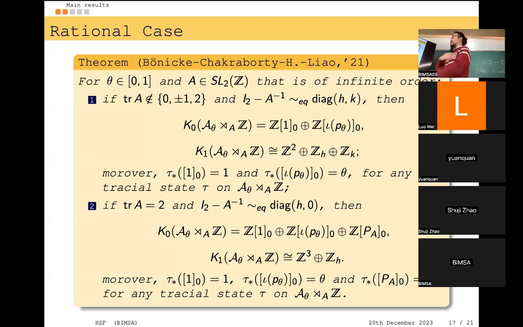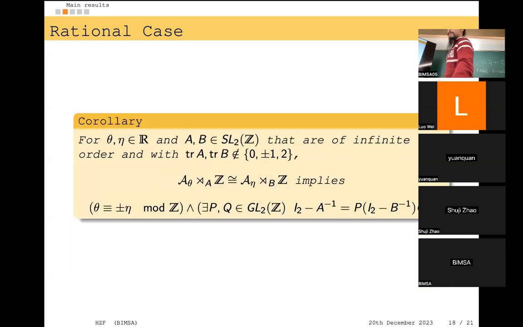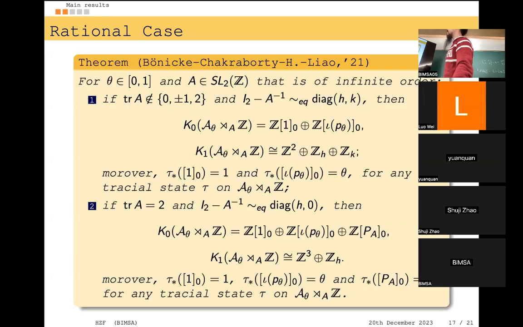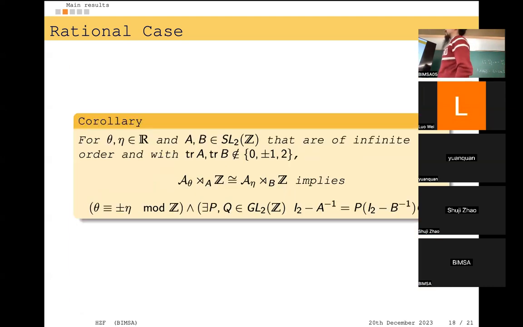Now we can still compute this K-theory and trivial range. We have exactly the same statement. This is actually a consequence of the explicit computation of the Elliott invariant for the irrational case, which I will mention later. But as a corollary, we have one direction of the implication.